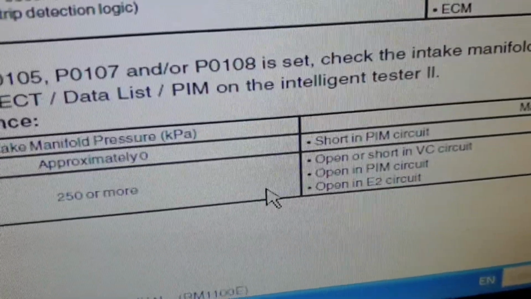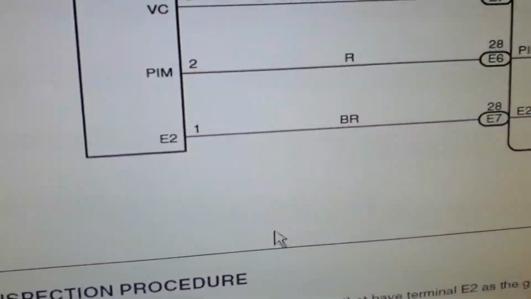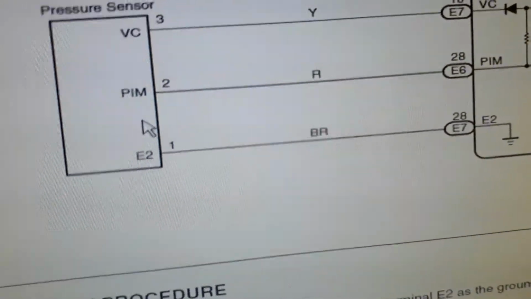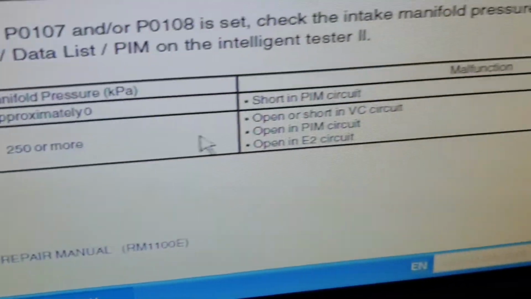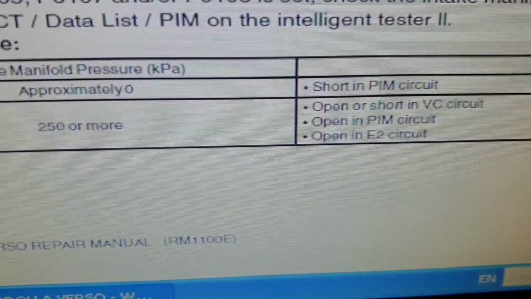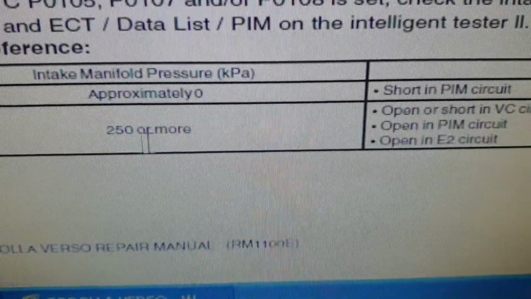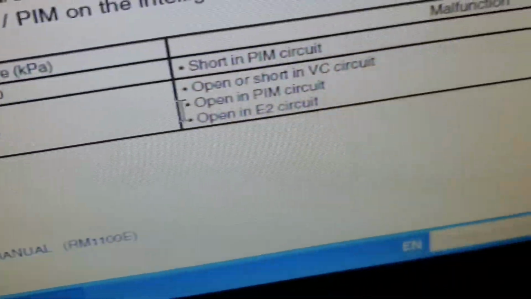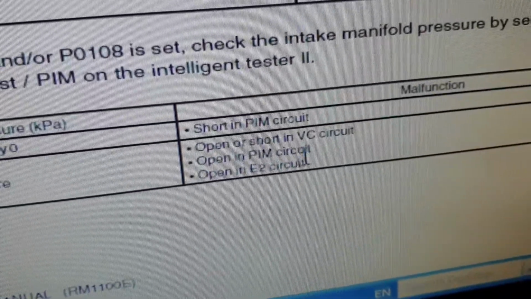the signal voltage of the signal wire of the inlet manifold absolute pressure. This is the signal wire, and they say the malfunction is a short in this wire. So if the inlet manifold absolute pressure reaches 250 kilopascal or more, the possibility is an open or short in the VC circuit.